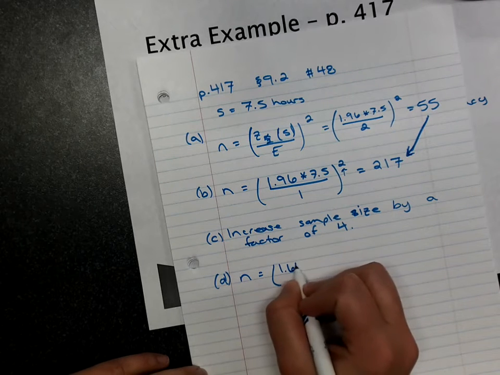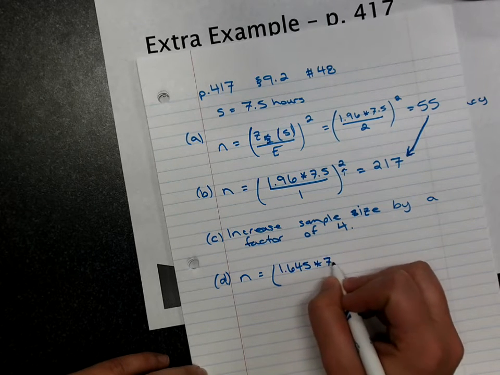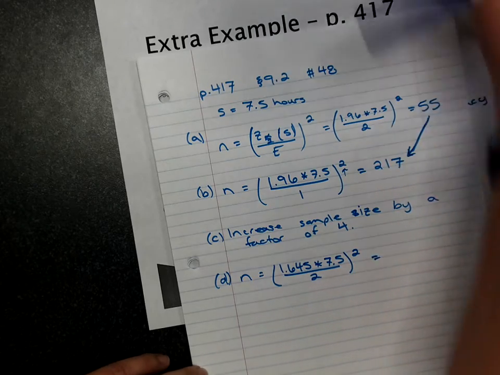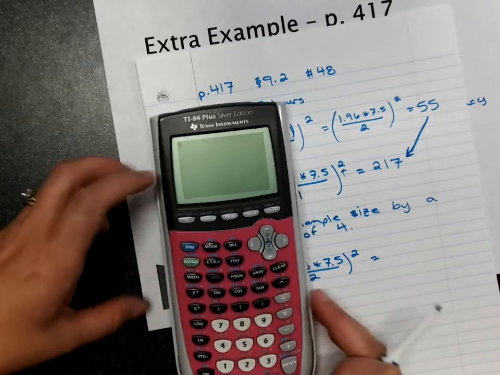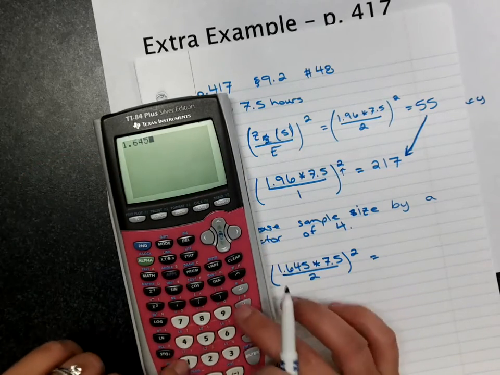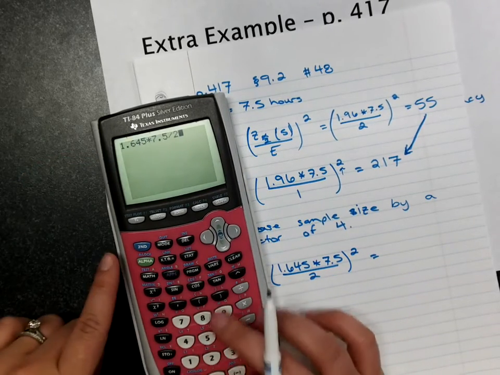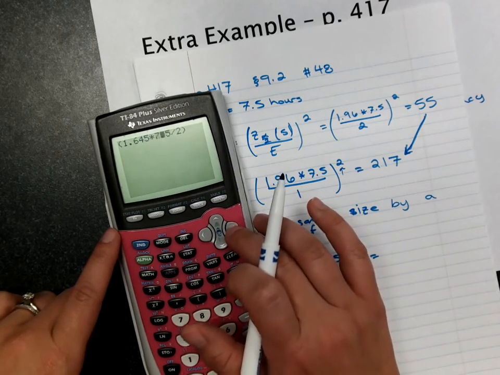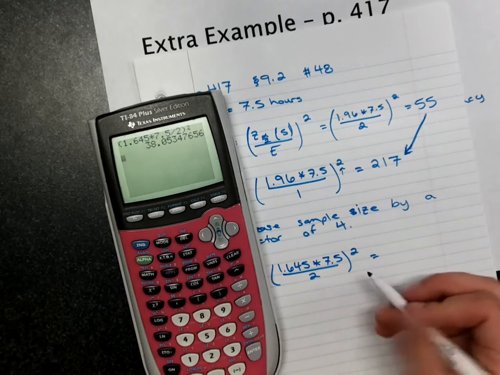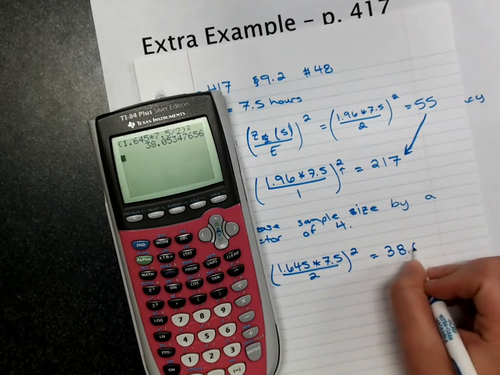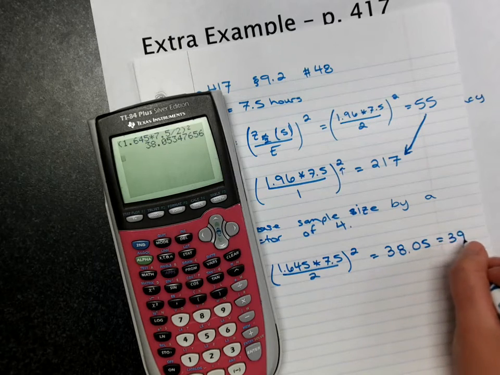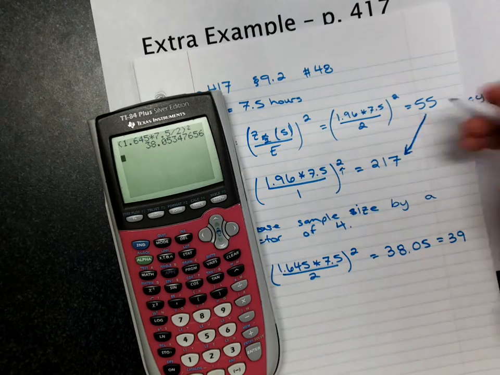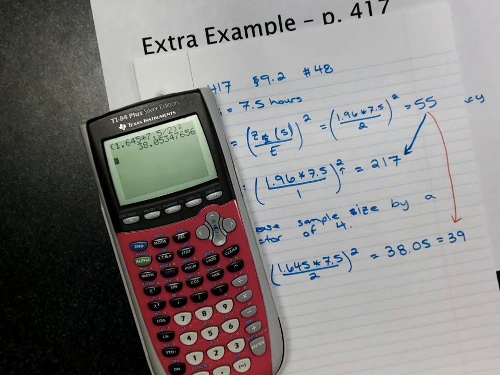So 1.645 times 7.5 over 2, and then squared. So let's see what happens. Some of you might be able to predict what's going to happen. Put all that in parentheses, and then square it. 38.05, which is 39. So instead of needing 55 people, now we only need 39 people.